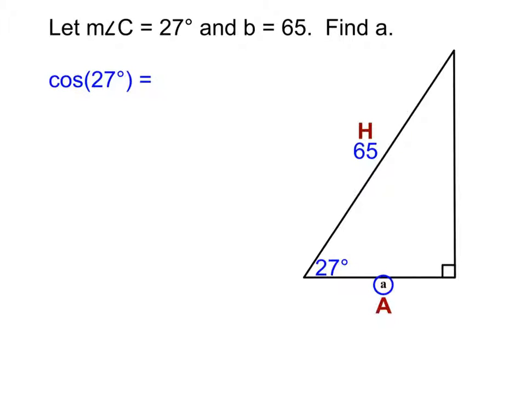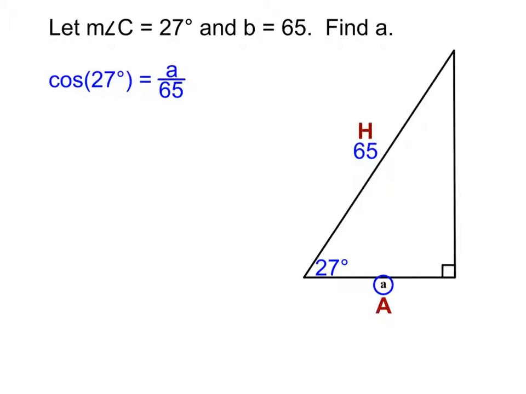So the first piece of my algebra that I write down is cosine of 27 degrees. Because remember, it's always cosine of the angle. And cosine equals, well, remember, cosine equals the adjacent over the hypotenuse. What is the adjacent in this particular problem? A. Lowercase a. Keep track of whether it's capital or lowercase, of course. Over the hypotenuse. What's the hypotenuse here? 65.